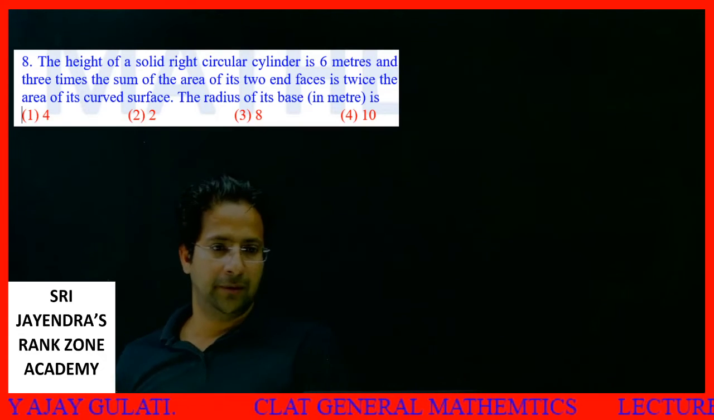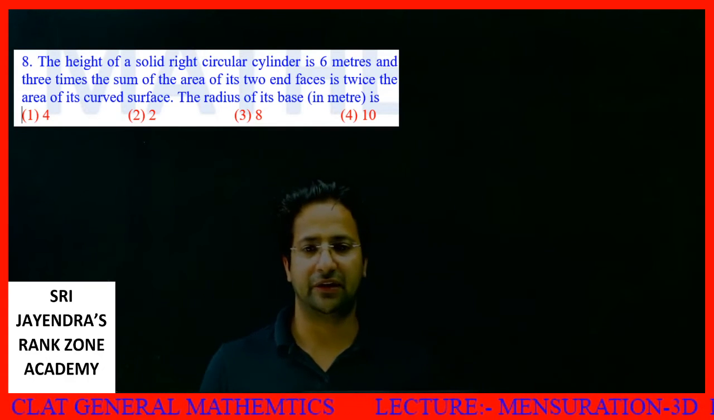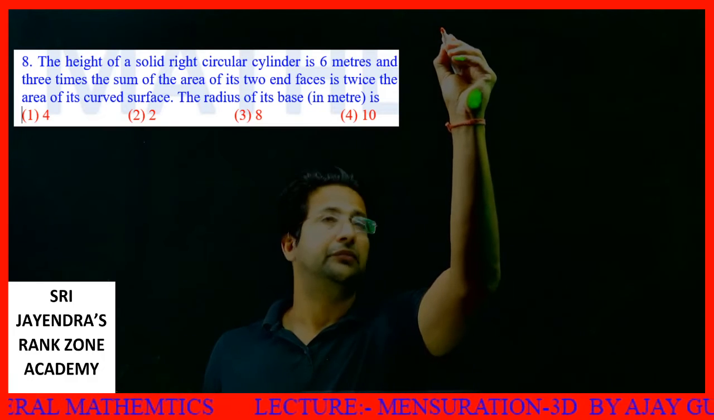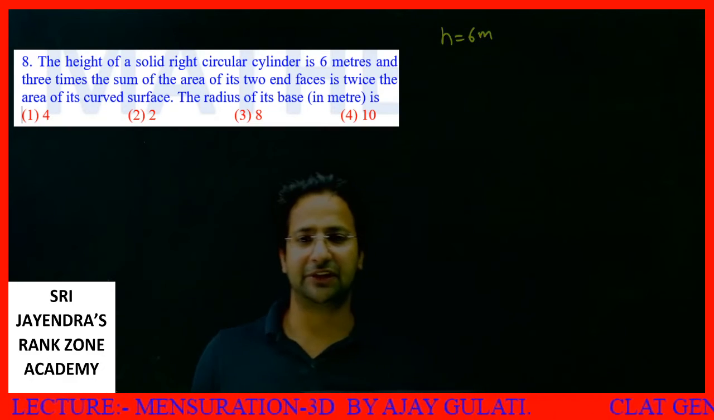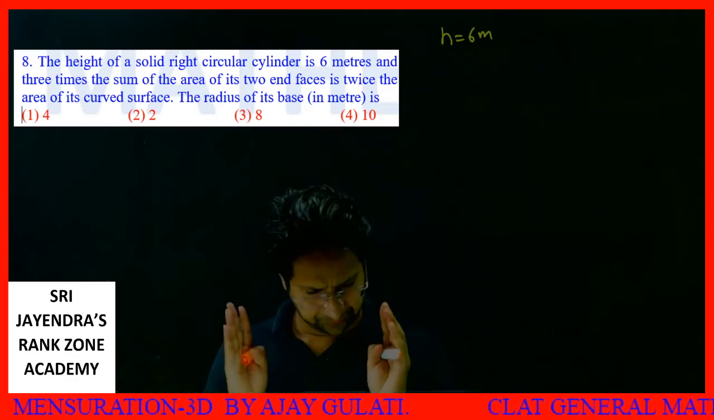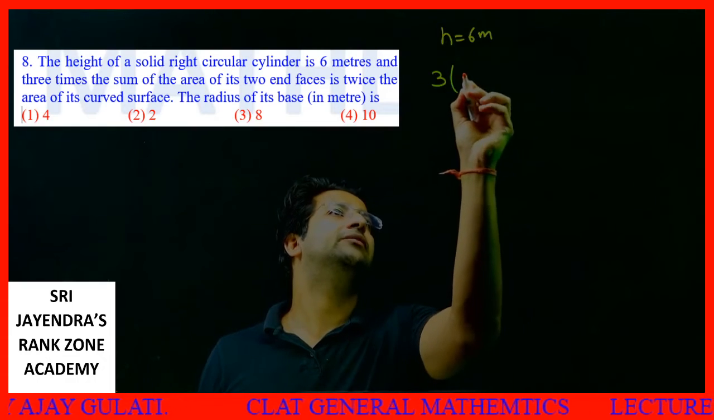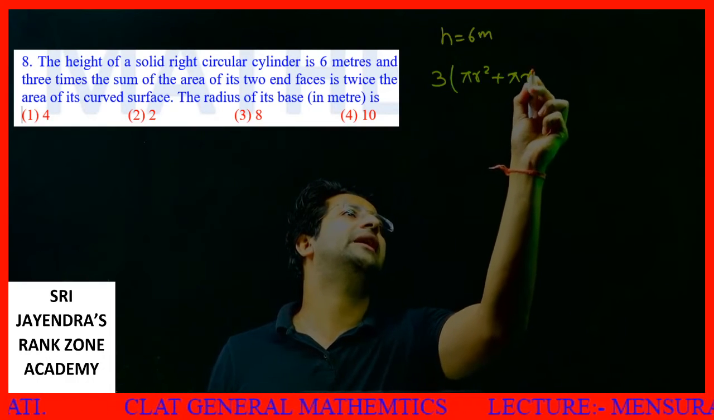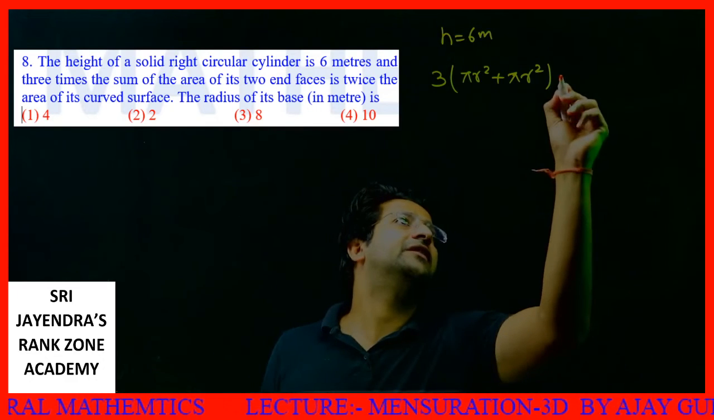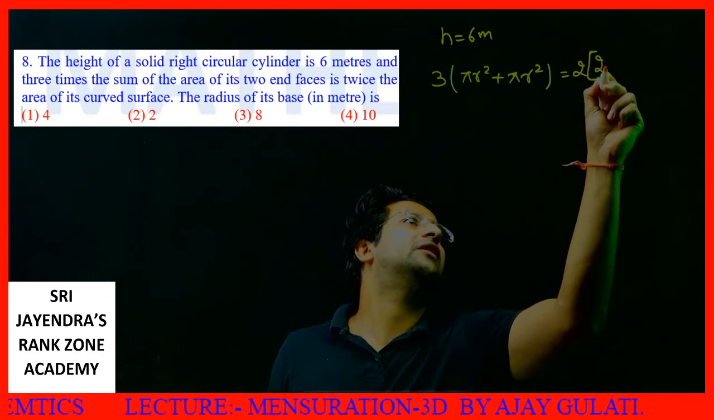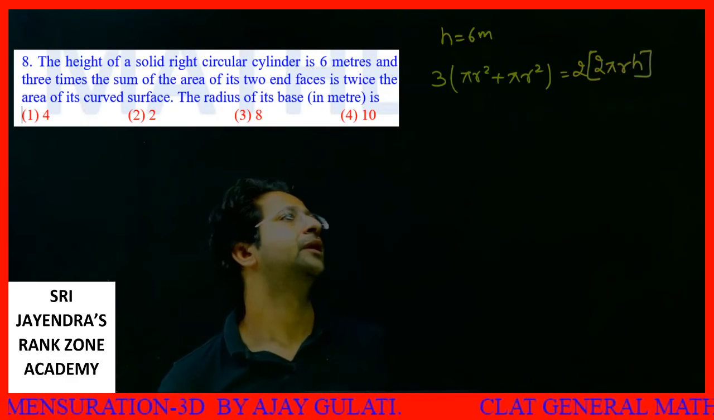What is the next question? Next question, dear students. The height of a right circular cylinder is 6 meters. This h is equal to 6 meters, and 3 times the sum of the areas of its two end faces. For a right circular cylinder, what are the two end faces? One circle, another circle. 3 times the sum of the areas of the two end faces, that is 3 times (pi r square plus pi r square), is twice the area of its curved surface. What is the curved surface area of a cylinder? 2 pi r h. So far clear? Yes. Now what do we need to find?